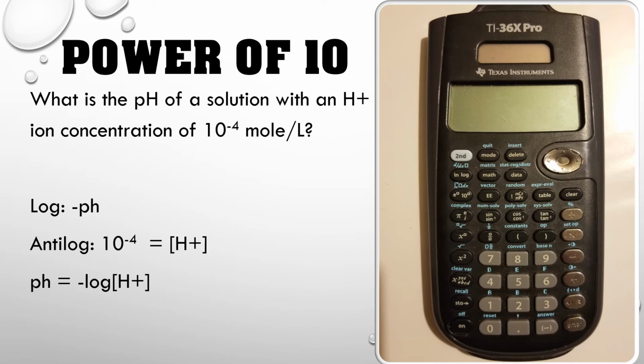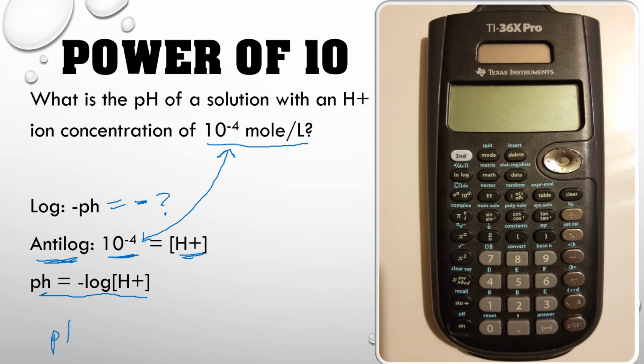So now let's do it backwards. What is the pH of a solution with a hydrogen ion concentration of 10 to the -4 moles per liter? So the log is negative pH, which is negative, we don't know, that's what we're trying to find out. The anti-log, or the hydrogen concentration, is 10 to the -4, because that's from right here. So 10 to the -4 moles per liter.